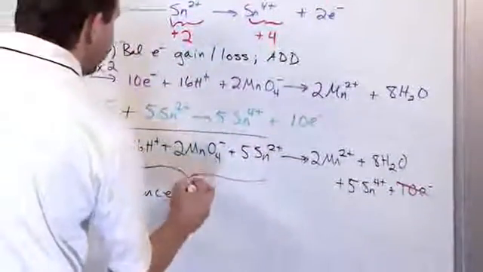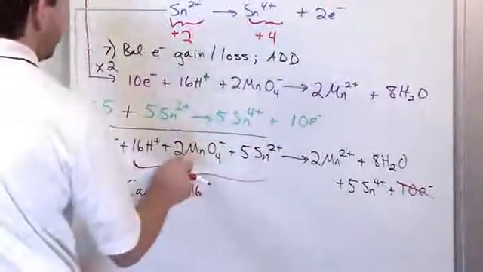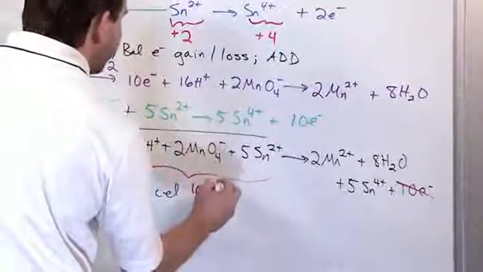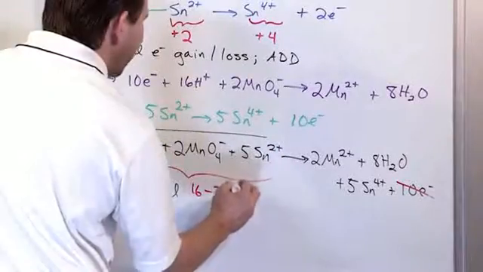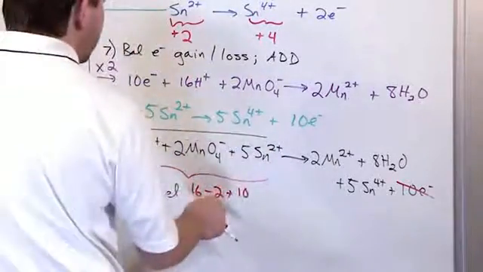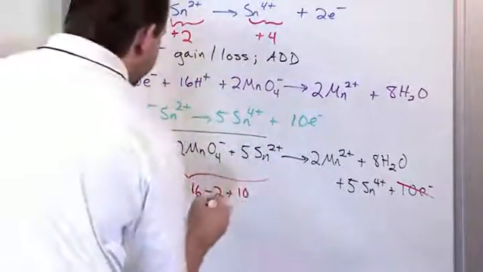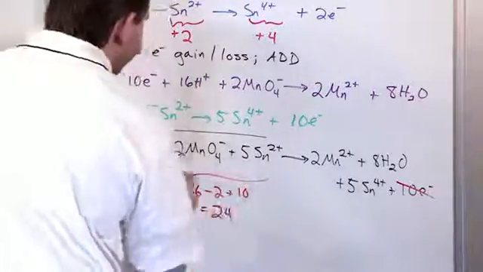I have positive 16. This is -2 because 2 times 1, so I have -2. And then this is 5 times 2, so this is positive 10. So what I'm going to have here, 16 minus 2 is 14 plus 10 is 24, positive 24.